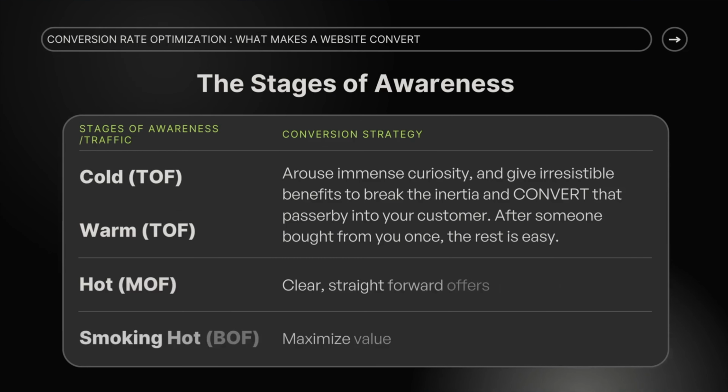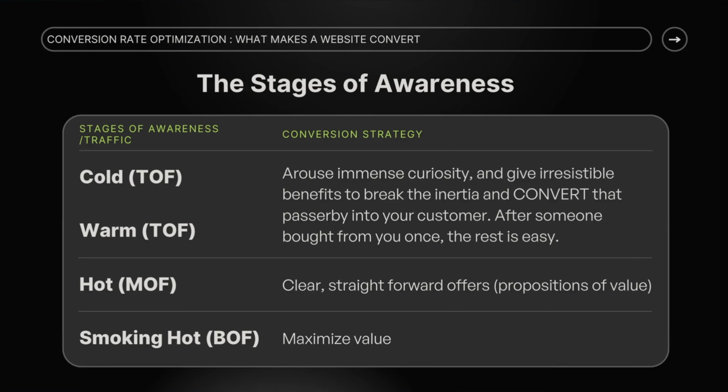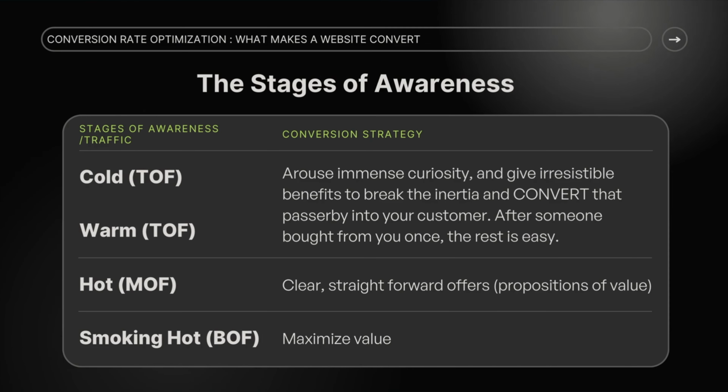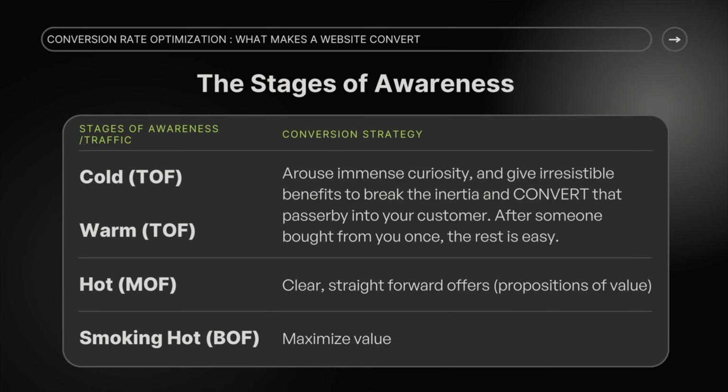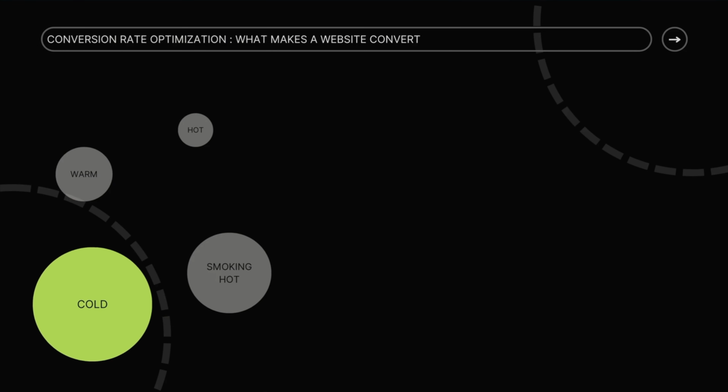So, we have 4 main stages of awareness. This is also known as traffic or funnel stage. Top of funnel, middle of funnel, bottom of funnel, etc. Some people have different definitions for this. However, each stage of the funnel should have a different conversion strategy if you want to maximize your results. I'll explain each of the stages of awareness in detail.